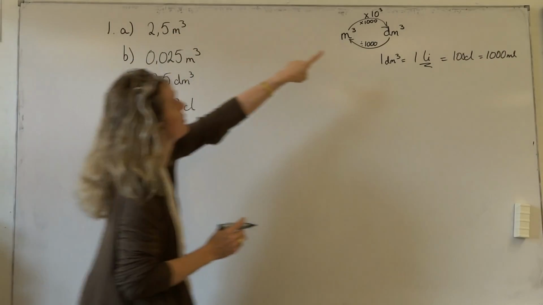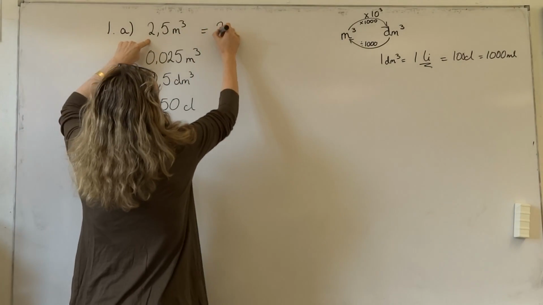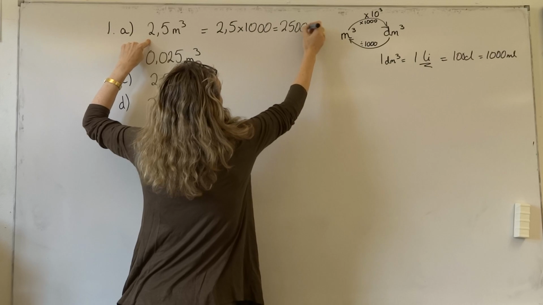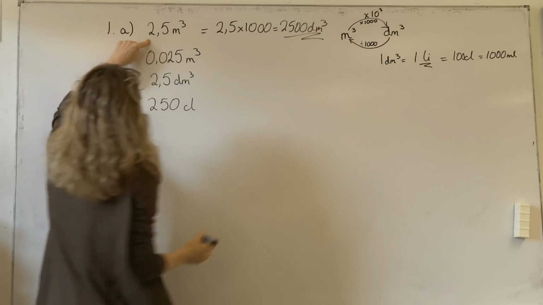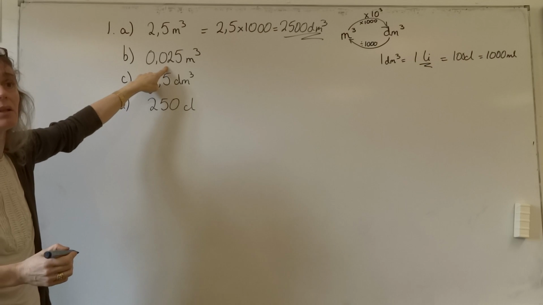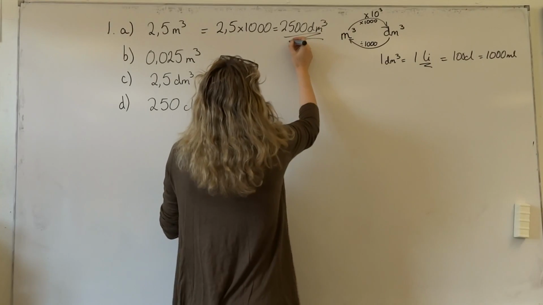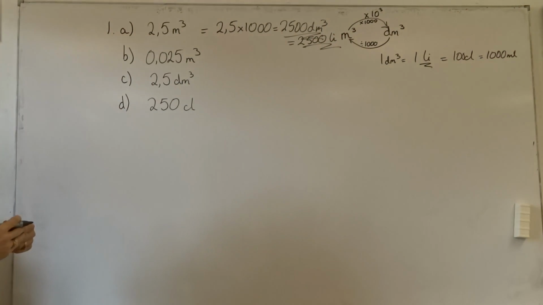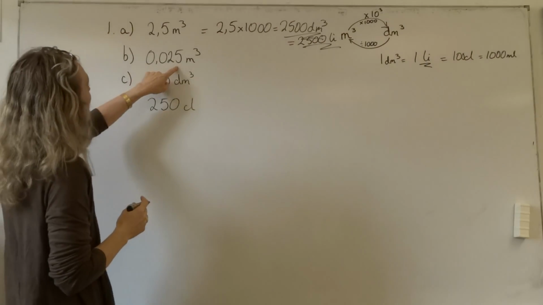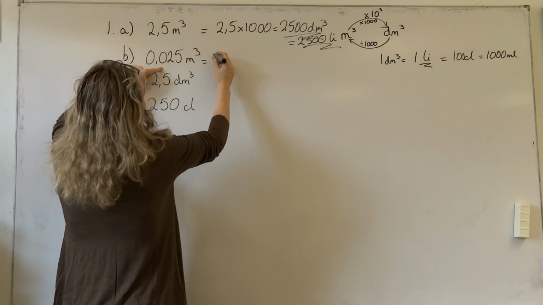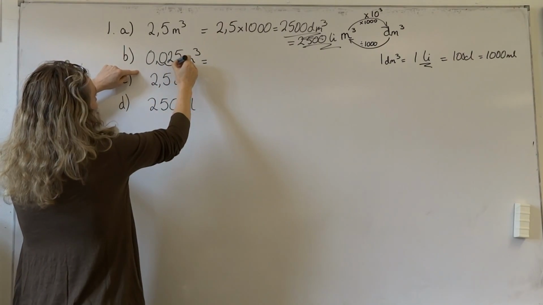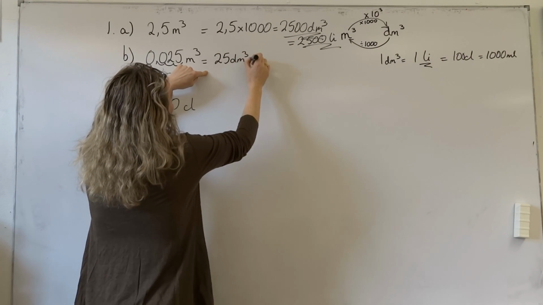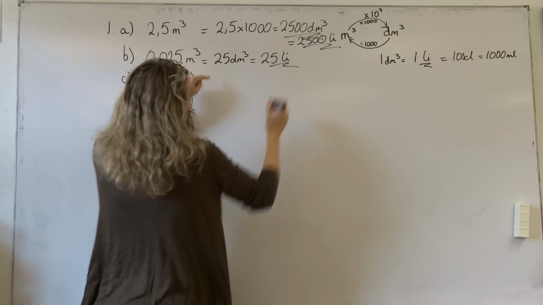2.5 metres cubed to decimetres cubed, just multiply by 1,000. That gives 2.5 times 1,000, which is 2,500 decimetres cubed. Then the answer in litres is 2,500 litres. To get to litres, you have to go to decimetres cubed first. Same with this one. Multiply metres cubed by 1,000 to get decimetres cubed. Move the decimal point 3 places, giving you 25 decimetres cubed, which is 25 litres.